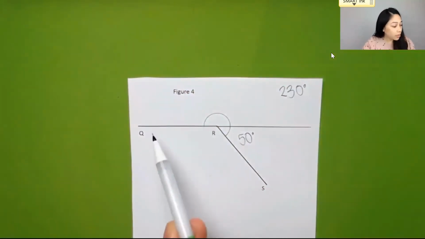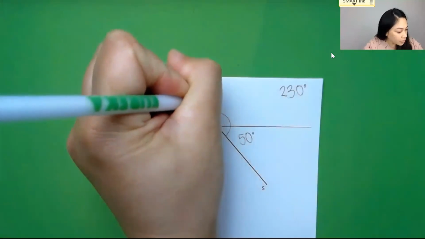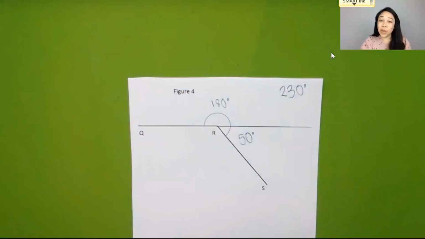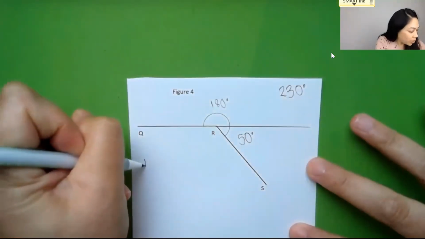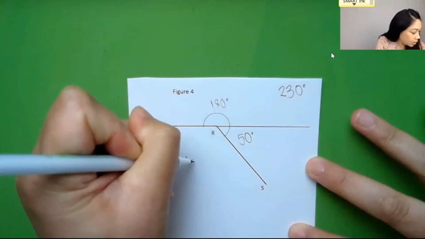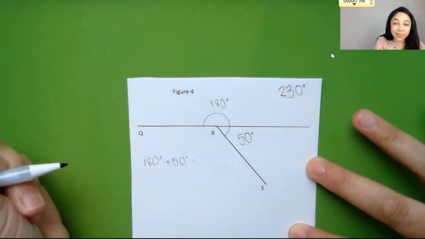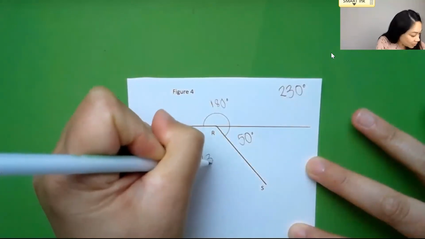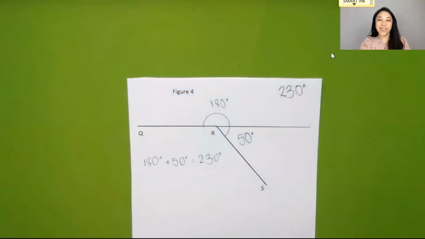We know that this angle measure is 180 degrees. So when we add the two angles together, we're going to get the measure of angle QRS. Let's go ahead and do that now. 180 degrees plus 50 degrees equals 230 degrees. Hey, that's what we got earlier. How fantastic! Two methods to figure out the measure of angle QRS.